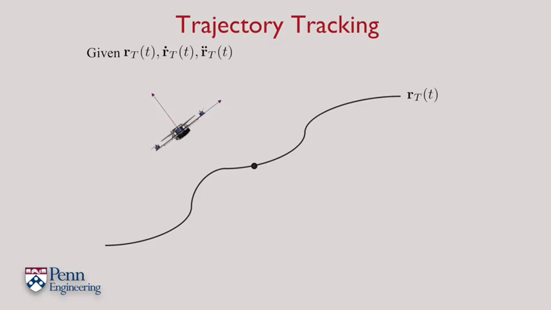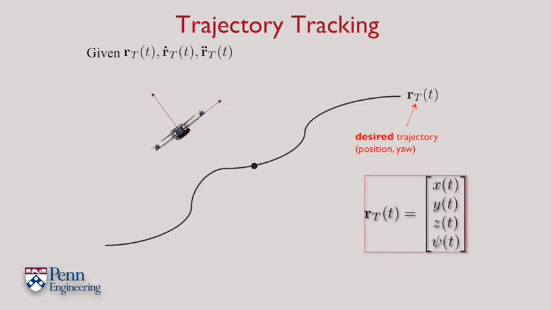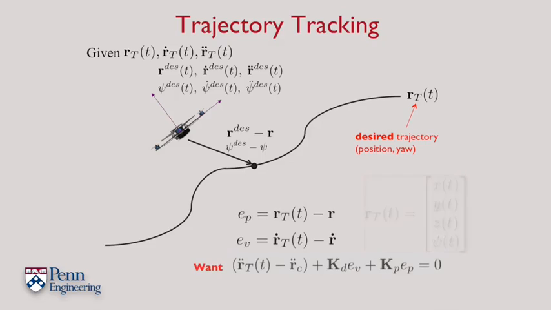Let's recall the trajectory control problem. Typically, we're given a trajectory, its derivatives up to the second order. We're specified x of t, y of t, z of t, and the yaw angle psi of t. We are also able to differentiate them to get higher order derivatives. We define an error vector that describes where the vehicle is relative to where it's supposed to be. And then we try to drive that error exponentially to zero.